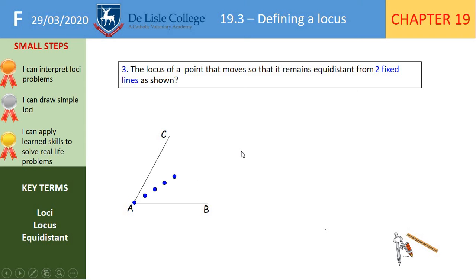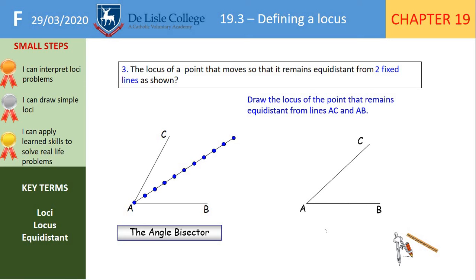So what we do is the following. We're going to draw the locus of those points that remain equidistant from AC and AB. So we get our compass, we place it on at point A, and we're going to draw an arc which goes over both of the lines AC and AB. We're going to draw an arc. It doesn't matter too much how far that arc goes along the line, as long as you keep it the same distance as you cross over both lines.